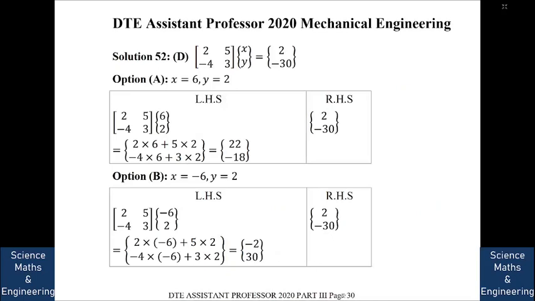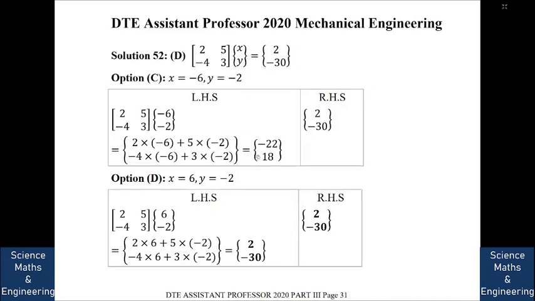Now we can also do it by trial and error method. First option is x equal to 6 and y equal to 2, so we put 6 and 2, then we multiply and get 22 and minus 18, so it is not equal to the right hand side, so it is not correct. Next option again we check, we should get 2 and minus 30, so it is wrong. Third option again we try, you get minus 22 and 18, so it is again wrong. And the fourth option, x equal to 6 and y equal to minus 2 is the correct answer, so we get left hand side equal to right hand side.